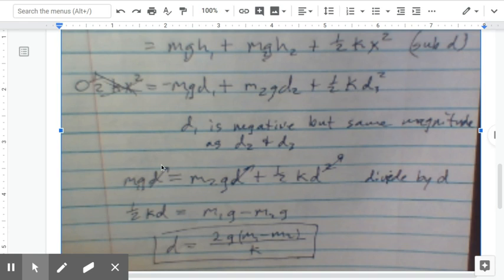Then we're going to add m1 g d1 to both sides. And we get this equation here, and then we can divide by d, and that gets rid of these two d's and reduces this one from a d squared to a d. Then I'm going to subtract m2 g from both sides, and I get this equation here. And now all I have to do is multiply both sides by 2 and divide by k, and I end up with our final equation right here, 2g times m1 minus m2, divided by k. Thank you. I hope this was helpful.